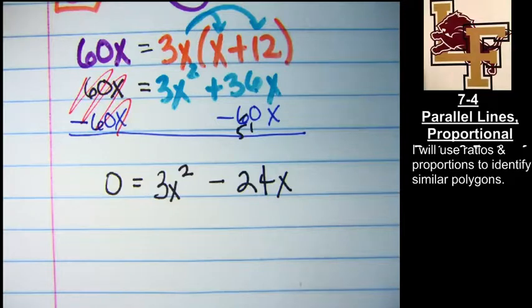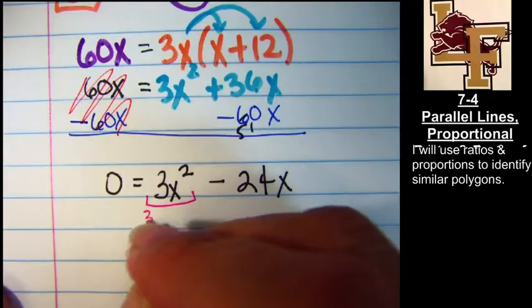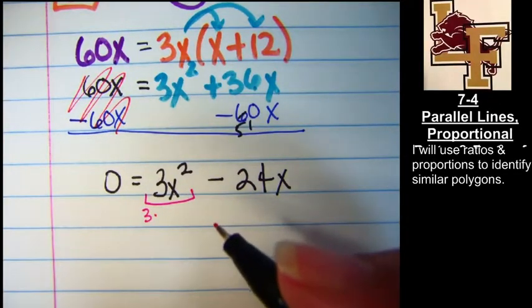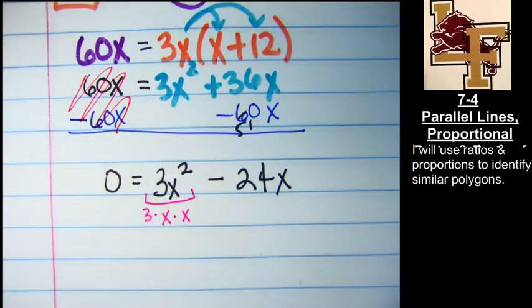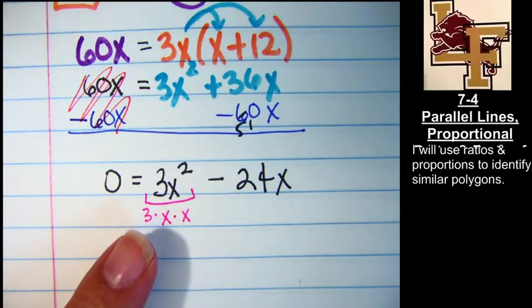All right. Now that I've got this thing, one of the methods I could use to solve this is to factor it. And I'm going to show you how to factor things like this. I'm going to look at this piece and ask, what are all the things I need to multiply together to give me 3x squared? Well, 3 times x squared. But x squared is really x times x. So these factors are 3 times x times x. Those are the factors of that. Yes? Yes.